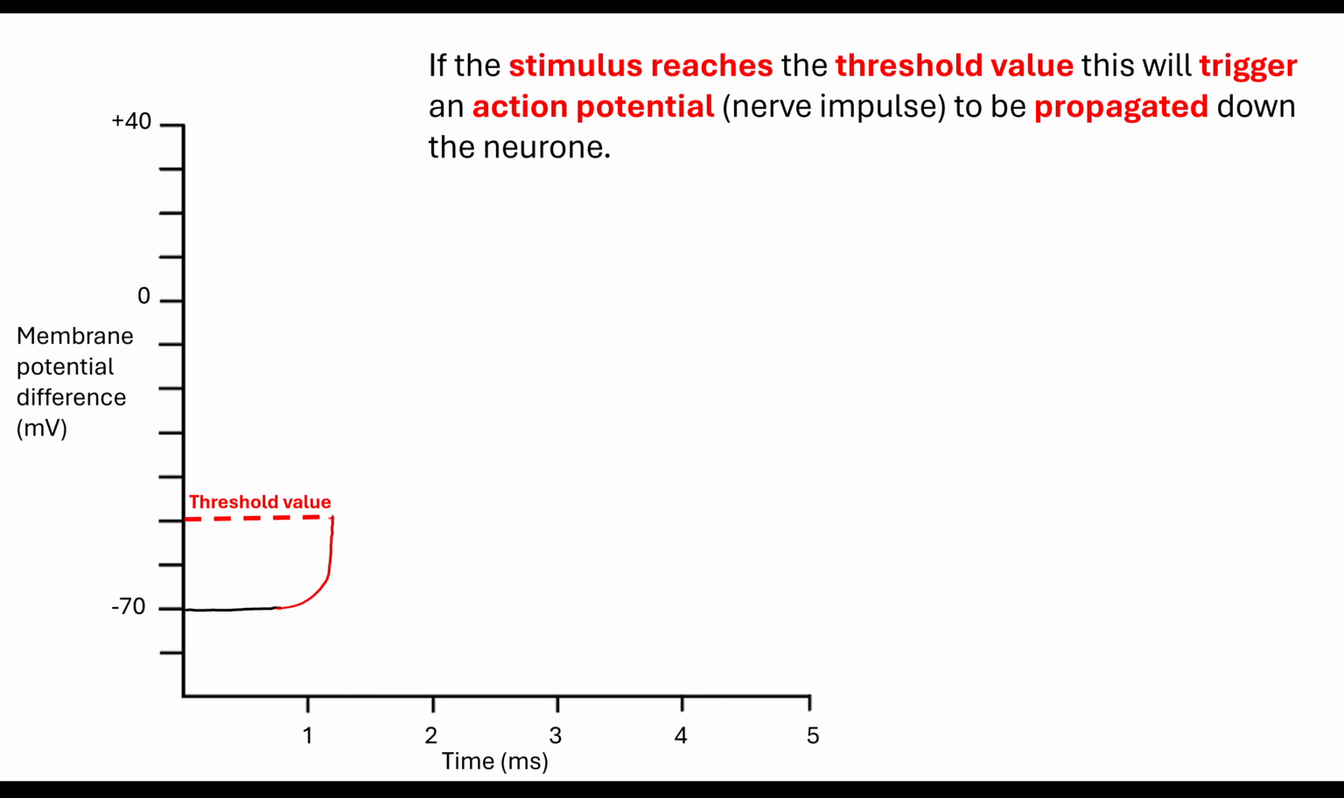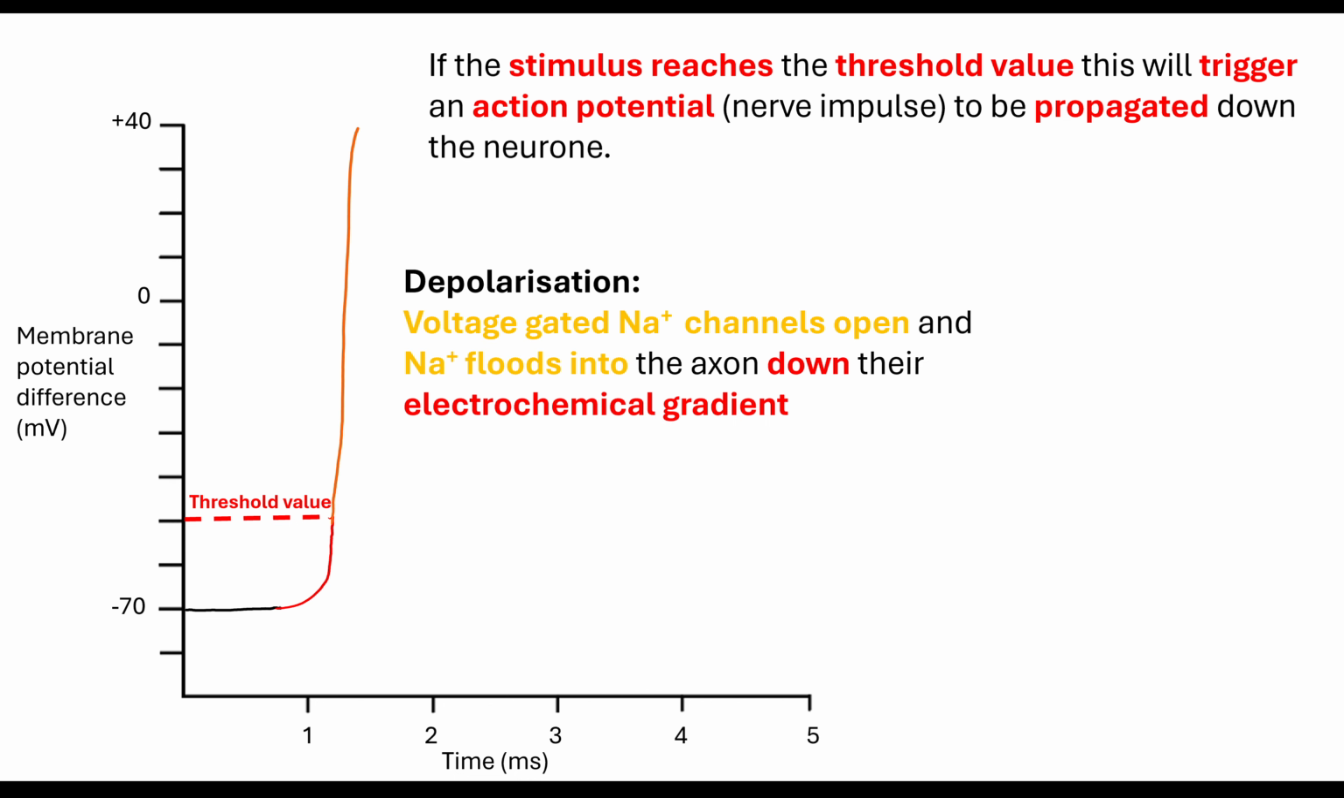And the first one is the minute we have reached our threshold value, our voltage-gated sodium channels are going to open. We open the doors, the sodium is going to flood into that axon, and it's going to flood in down its electrochemical gradient. So depolarization is where the sodium is moving in, and it's moving in down its electrochemical gradient.